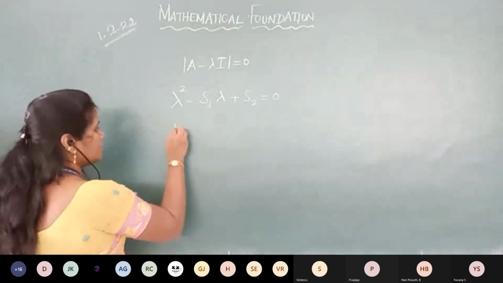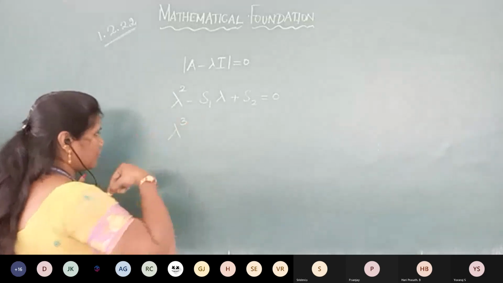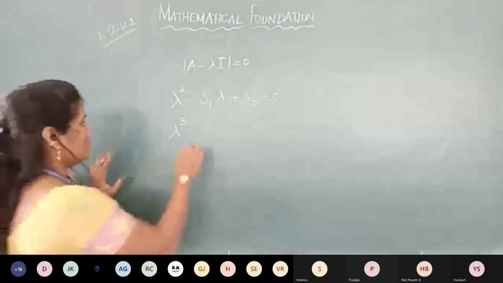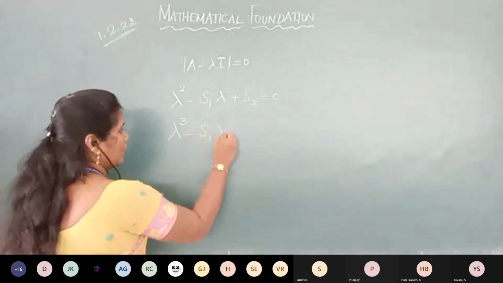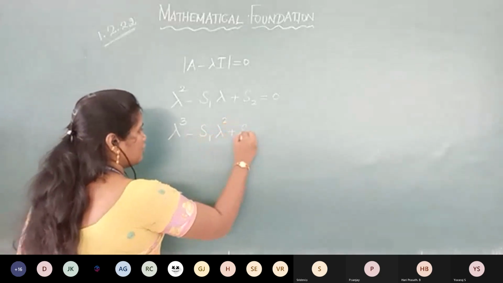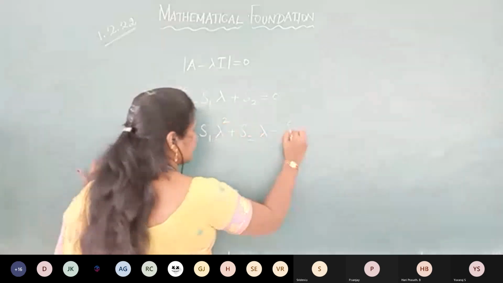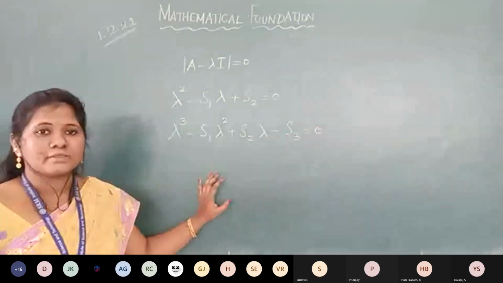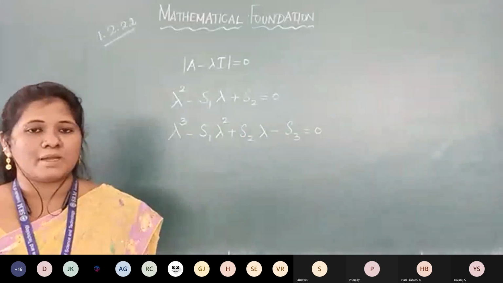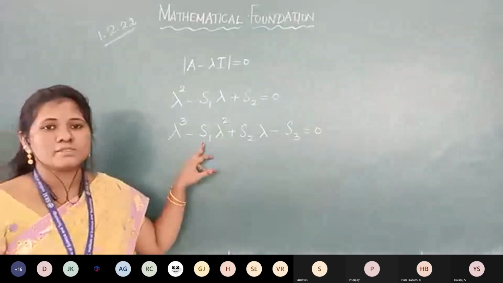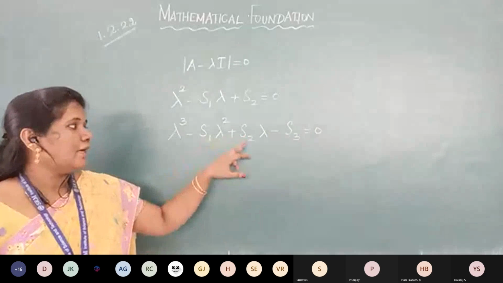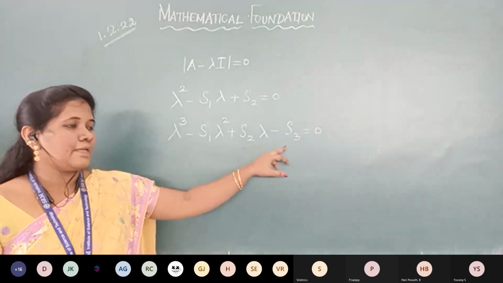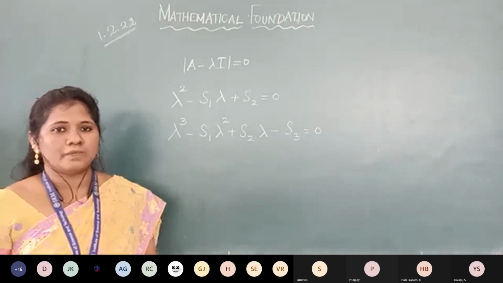For a 3 cross 3 matrix, the characteristic equation is lambda cube minus S1 lambda square plus S2 lambda minus S3 equal to 0, so that you will remember. Here S1 is the sum of the main diagonal elements, S2 is the sum of the minors of the main diagonal elements, and S3 is the determinant of A.